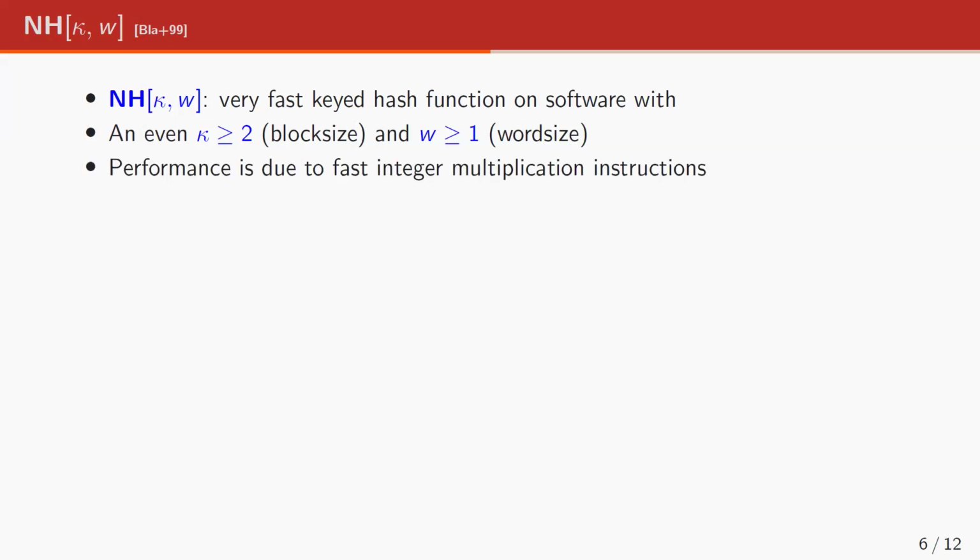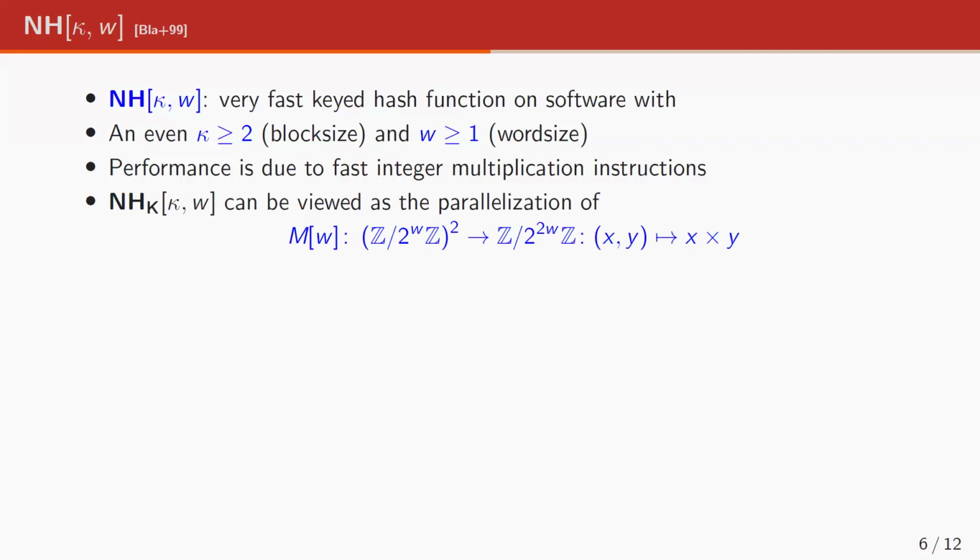Now, NH is very fast in software on our target platform because it makes use of vector instructions for integer multiplication. Actually, this NH hash function can be viewed as the parallelization of a public function, and that public function is very simple. It's simply the integer multiplication of two W-bit integers X and Y. We just compute their product, and there are no reductions involved. If this function is parallelized in the parallel construction framework, then we have the NH hash function.